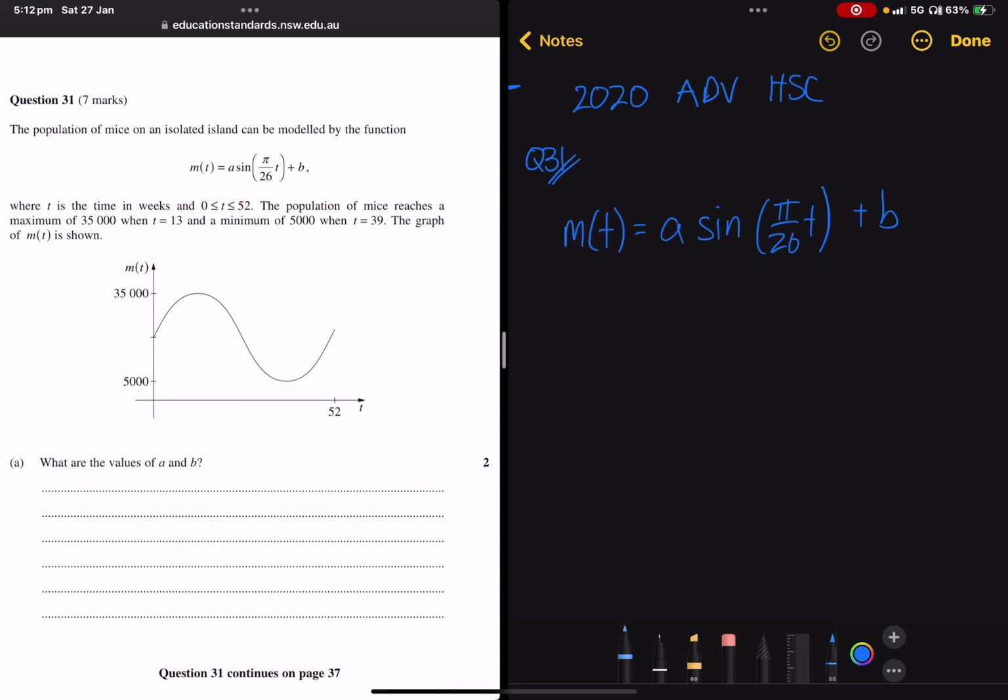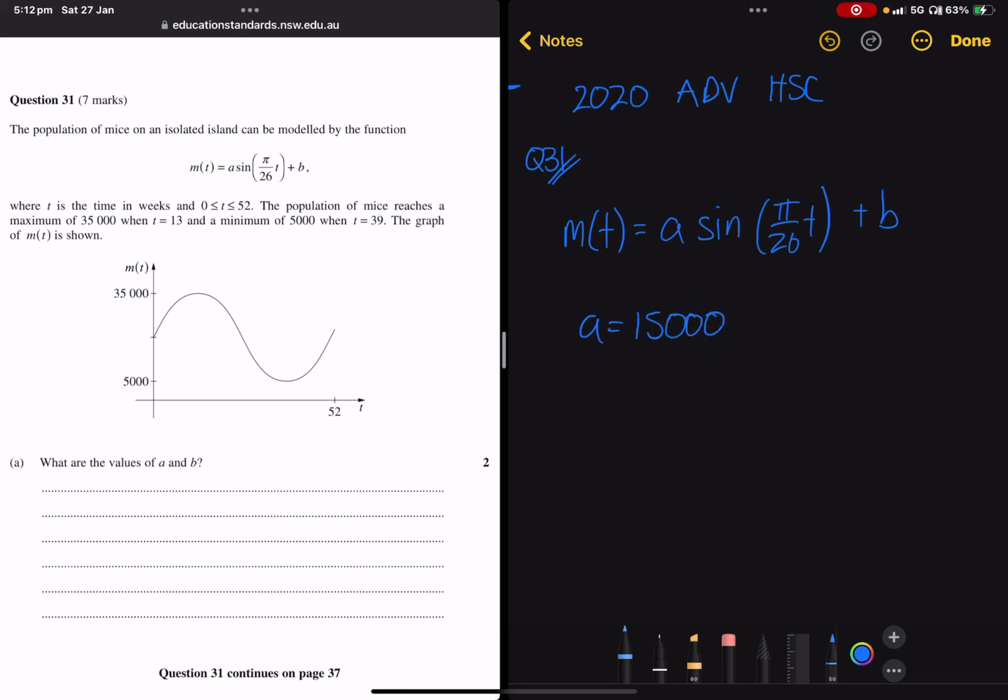So we can do this from the graph included. A is going to be the amplitude, so this will be how high and low the sine wave goes above its center. The center we can tell is at 20,000 because the lower point is 5,000, the upper point is 35,000. So 15 up to 35, 15 down to 5. So the amplitude must be 15.